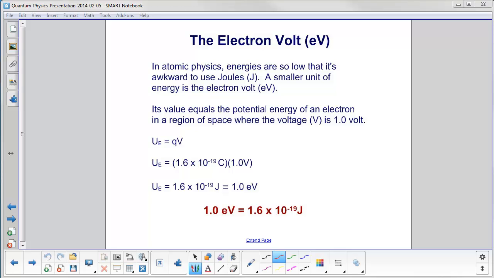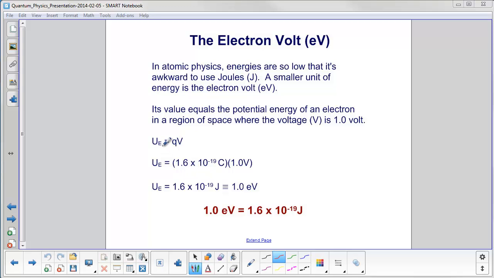So far, we've used joules as the unit of energy. However, in atomic physics, which again is the physics of electrons, energies are so low that it's awkward to use joules. So a smaller unit of energy has been defined called the electron volt. Now be careful about the name. It's not voltage, it's not electrons, it's actually a unit of energy. Its value equals the potential energy of an electron in a region of space where the voltage is 1 volt.